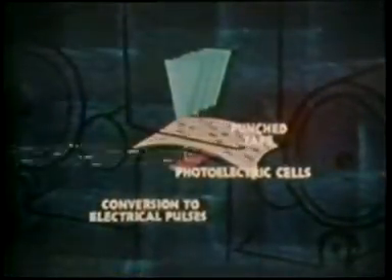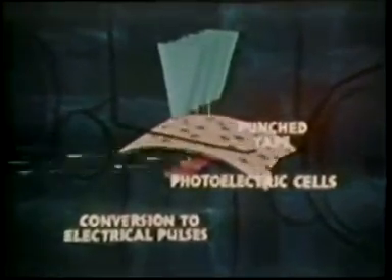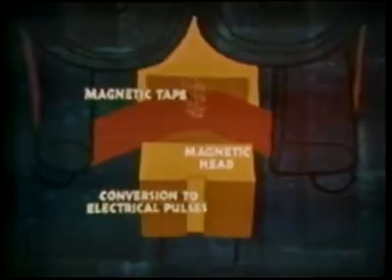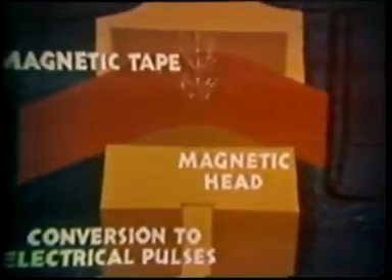With punched paper, tape, or cards, the detection of information is achieved through the sensing of each hole by photoelectric cells. The presence of a hole is then converted into a specific signal. The information on tape and discs is detected with magnetic read heads, which also translate the presence of a magnetized spot into specific signals.